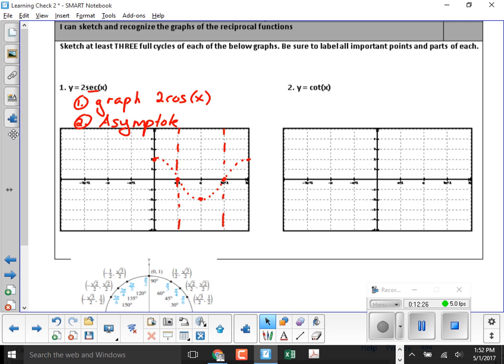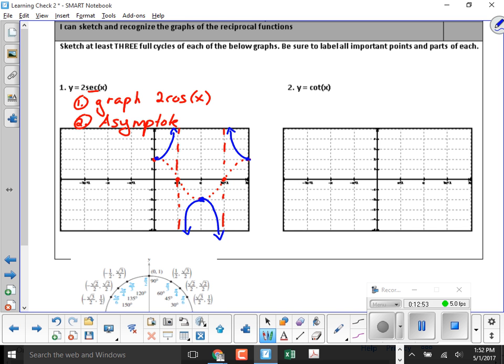Now we're ready to sketch the secant. It's going to match here and go down. Match there, go down, go up, go up. Now, the graph of secant is what you see in blue. The rest of the stuff is just a visual aid to help us graph.